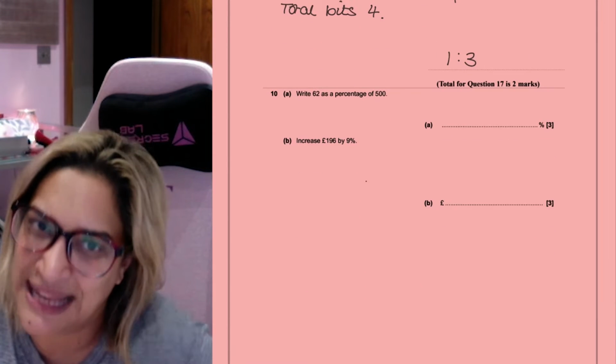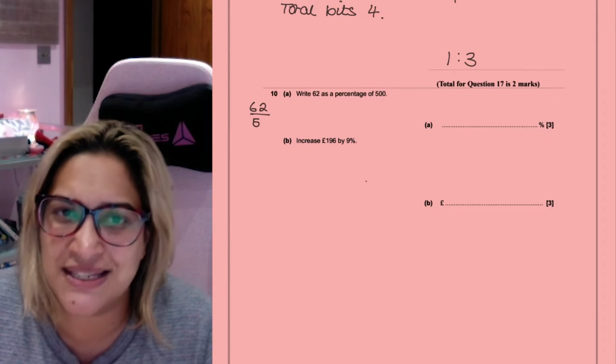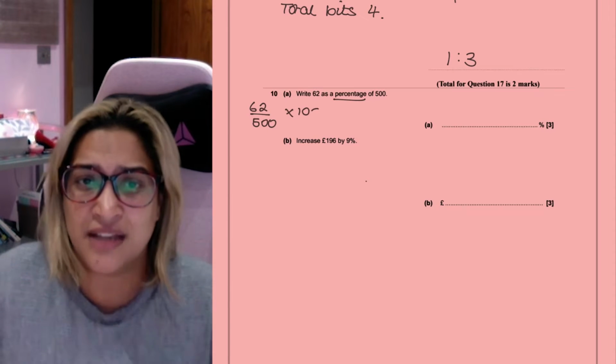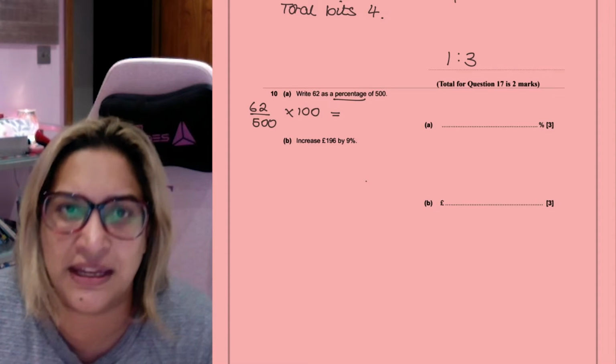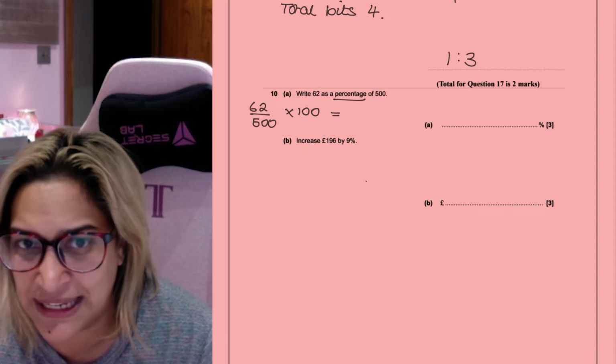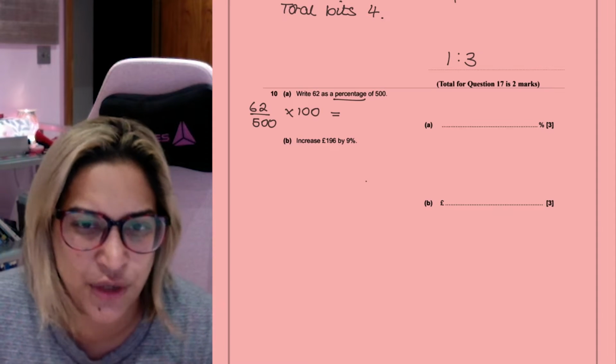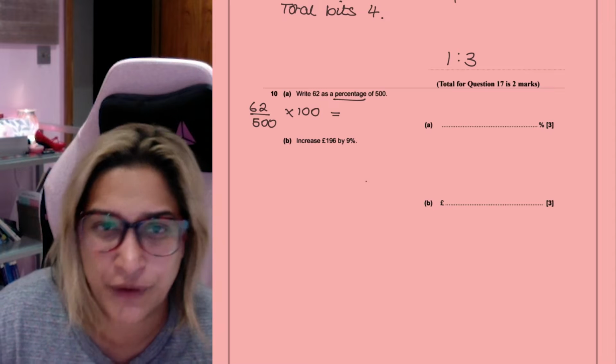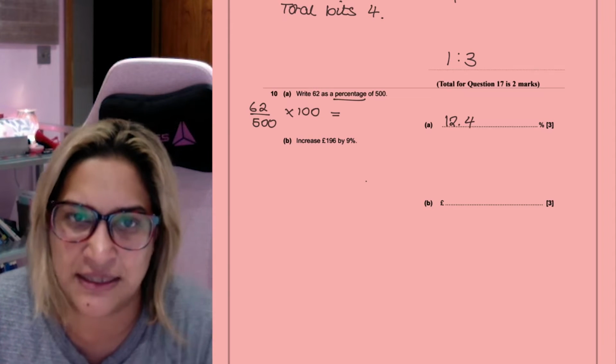Okay, this was in a calculator paper. So you've got 62 out of 500. You see the word percentage, your brain is going to go times by 100. So you're going to type that straight into your calculator and you get your value. If it was non-calculator, you would cancel down your fraction and you could calculate it.